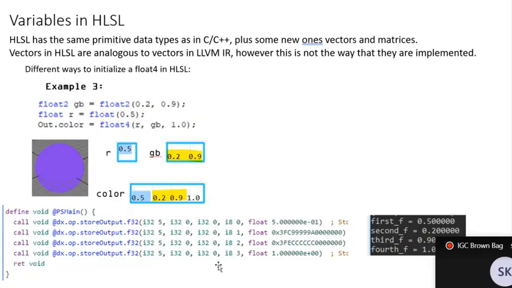This is the code. Once again, we are seeing the column indexes increasing, and if you look at all the values that are stored there, it is 0.5, 0.2, 0.9, and 1.0.